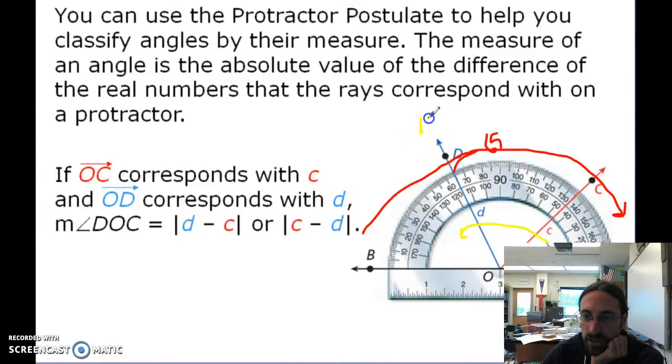I don't know if the yellow shows up. You'll have to let me know later on. Say, hey, Mr. Rising, re-record that. I can't see the 115. So anyway, this could either be the mark of 65 or it could be 115.